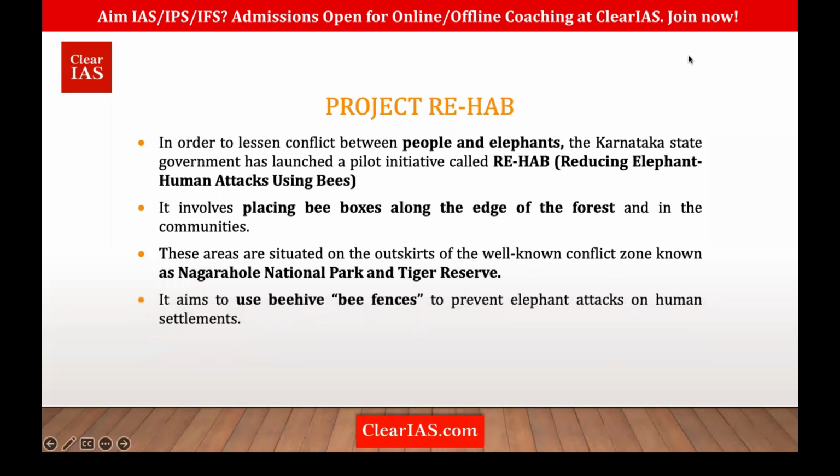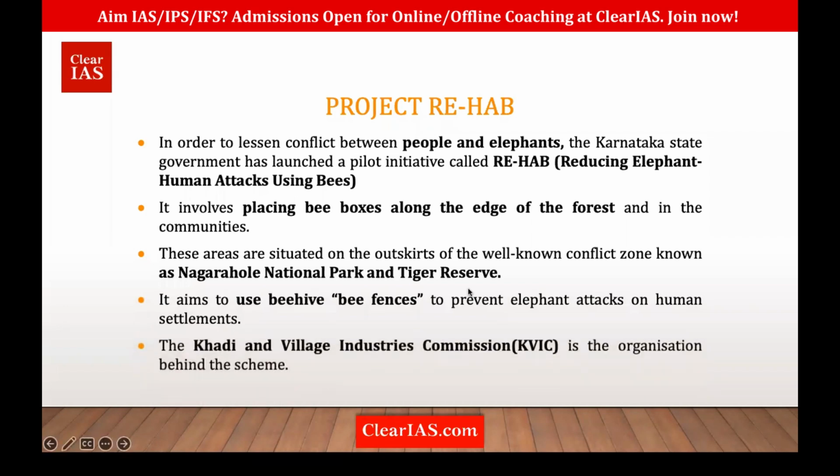Okay, and yes, as I've already told, it uses bee fences. Bee fences are used as a means to what? Distract or divert the elephants. Okay, then there is also KVIC, the Khadi and Village Industries Commission, which is the implementing agency or the organization which has brought about this scheme.